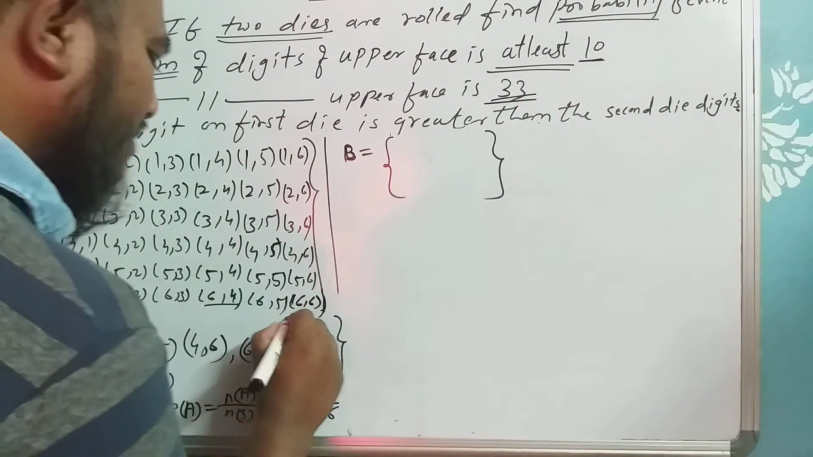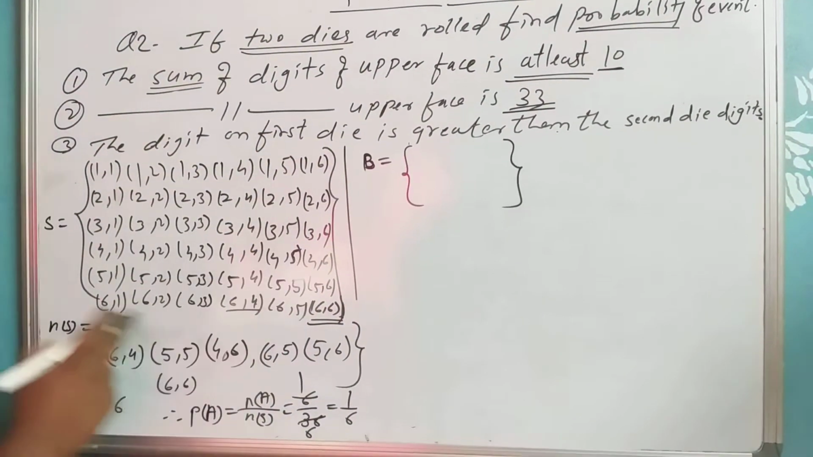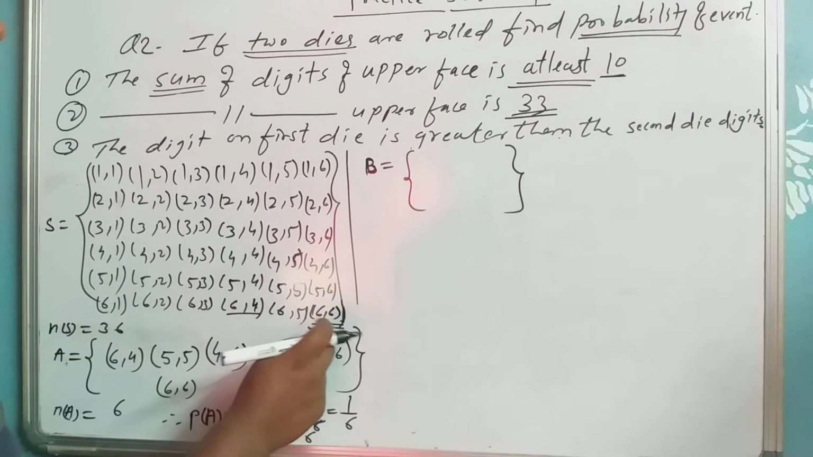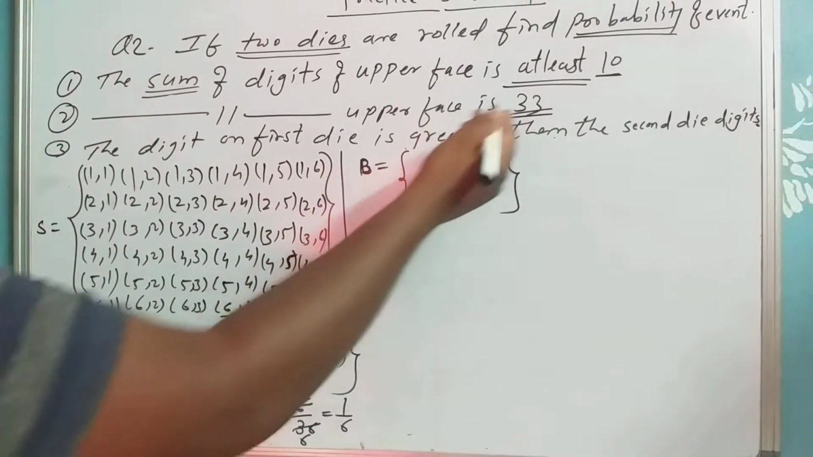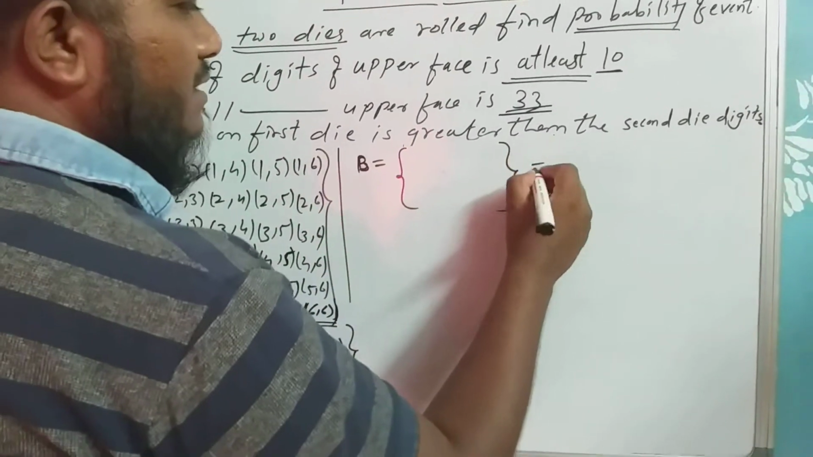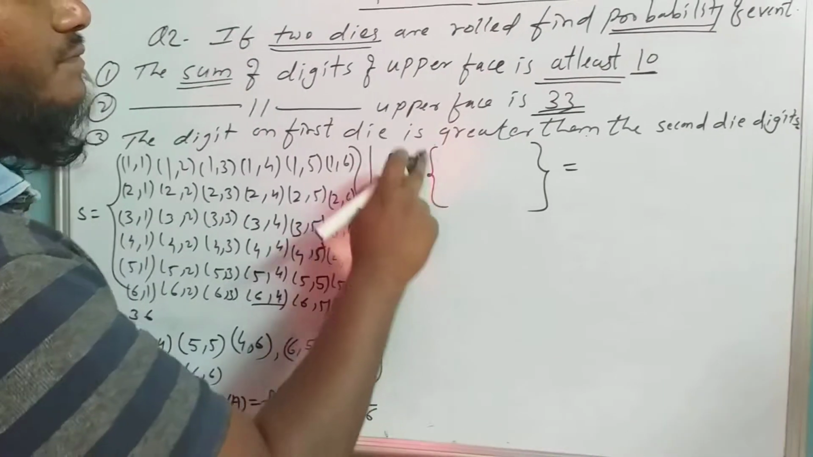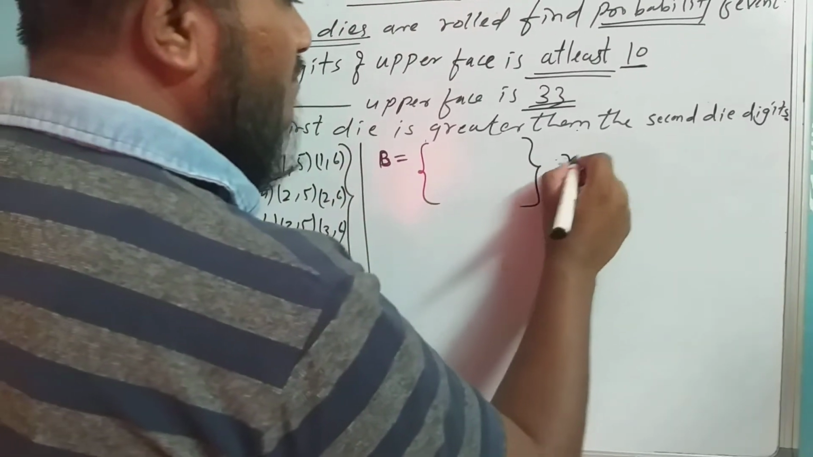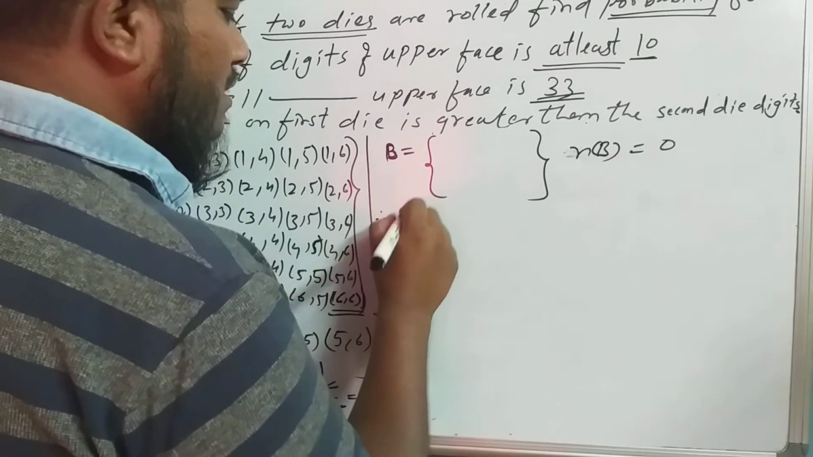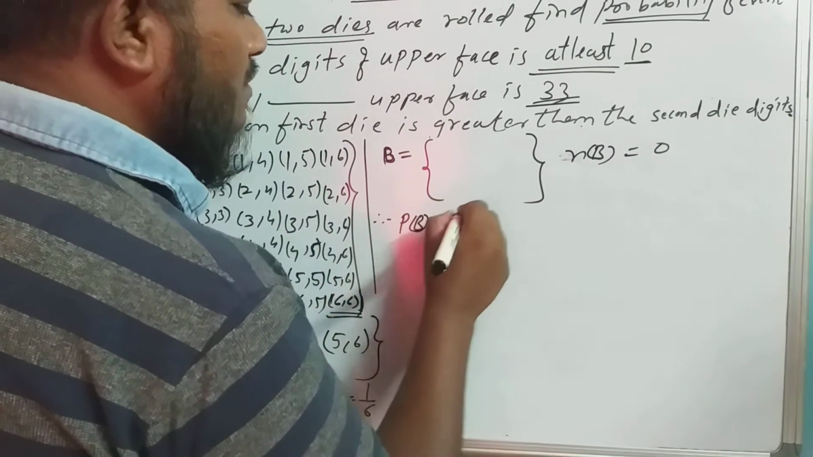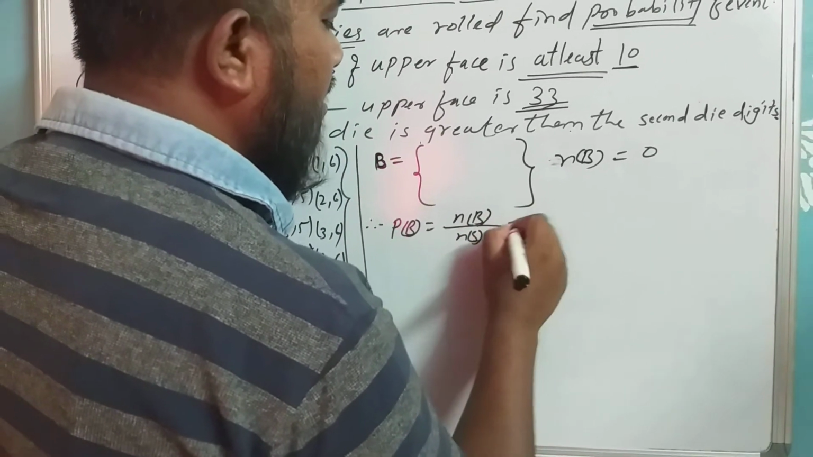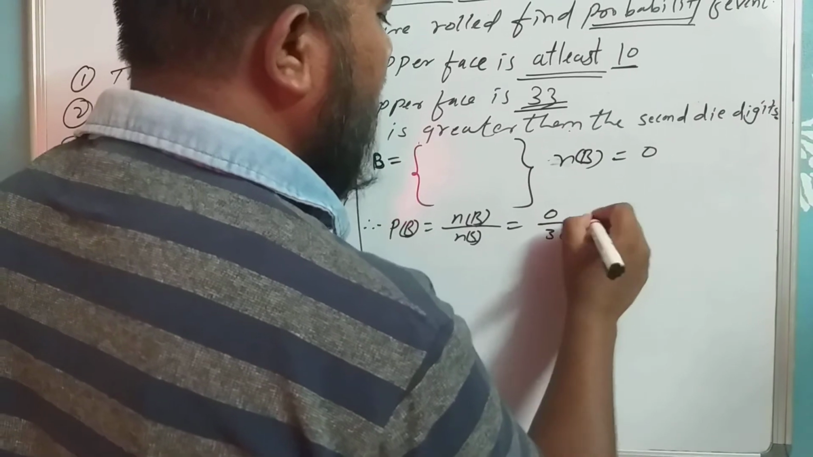Now the greatest number among all these 36 events is 6 and 6. If we add this greatest number, 6 plus 6 is 12, so 33 is not possible. Because of this, B is written as empty curly brackets and n of B is 0. Therefore P of B is equal to n of B divided by n of S, 0 upon 36, that is 0.